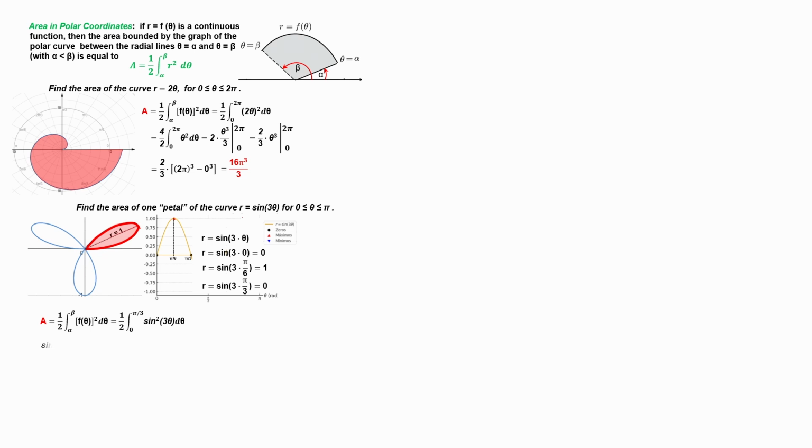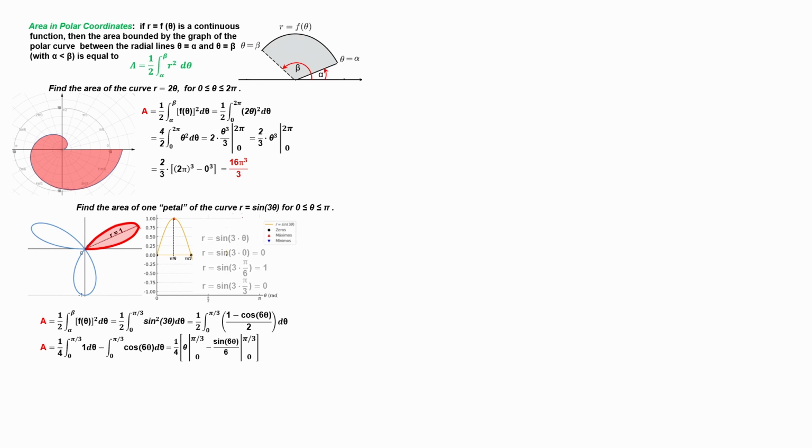To solve the definite integral, we will use a power reduction formula for sine. We can extract the constant 1/2 from the integral and integrate term by term. The integral of 1 with respect to theta is theta. The integral of cosine of 6 theta with respect to theta is sine of 6 theta over 6.